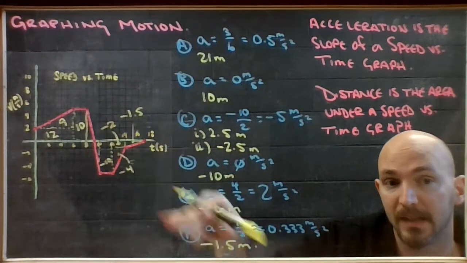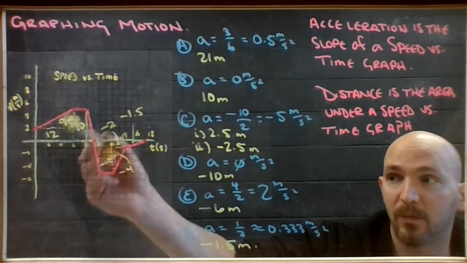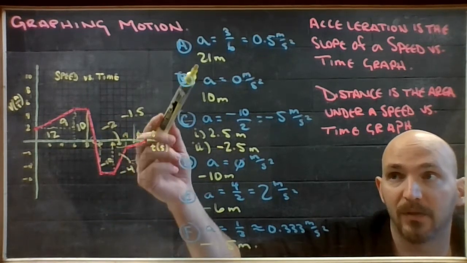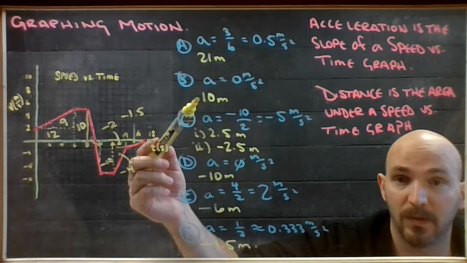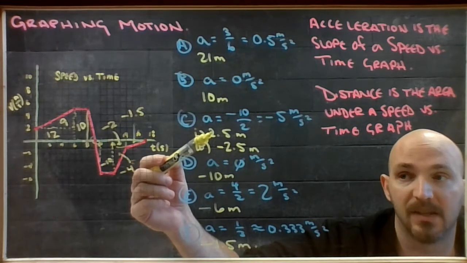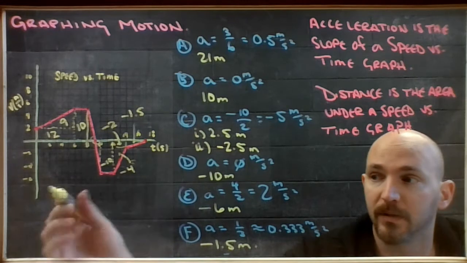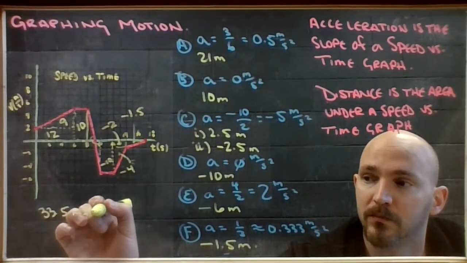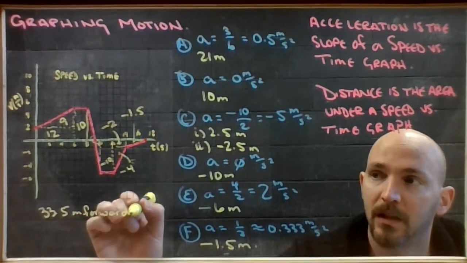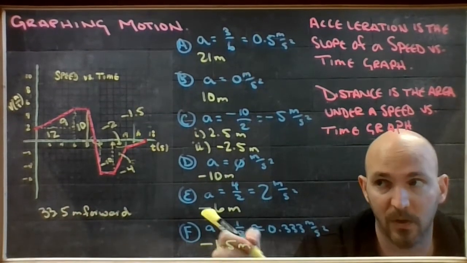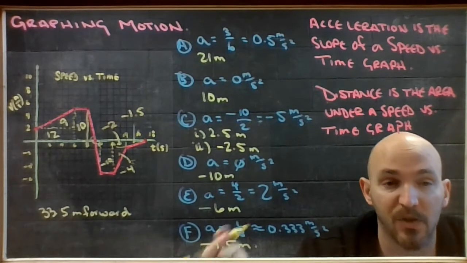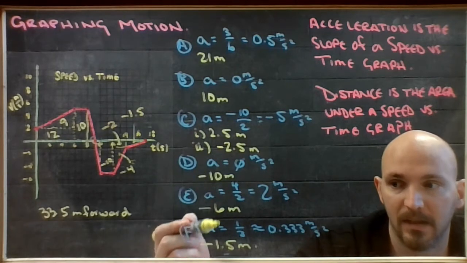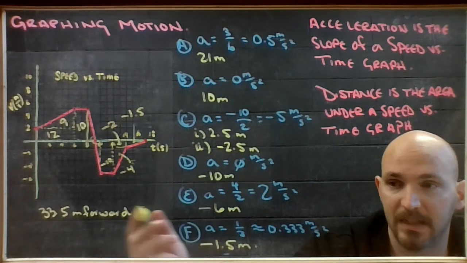So analyzing this particular graph, up until the point where the individual came to a rest right there, they had traveled 21 plus 10 is 31, plus 2.5 is 33.5 meters forward. Then the vehicle or the object, whatever they're riding in, starts to back up, and it backs up 10, then 6, that's 16, and another 1.5 is 17.5.